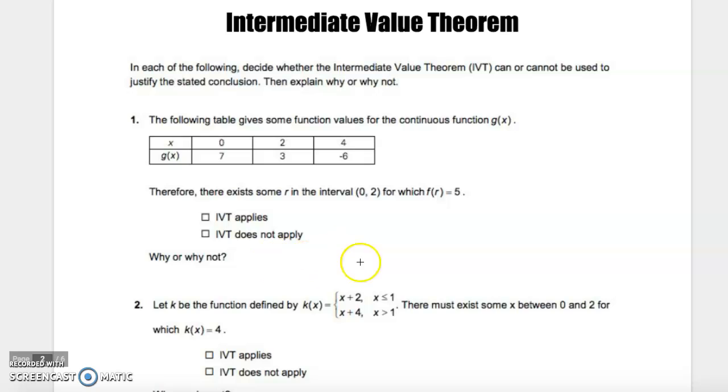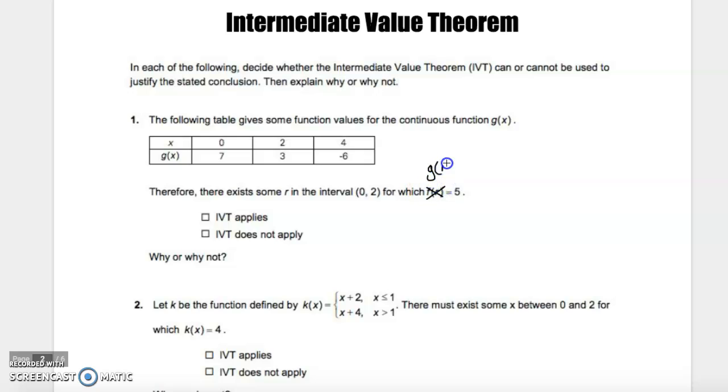And then if you want to write your explanation there, that's fine. I'm just going to talk through the process. So let's look at the first one. The following table gives some function values for the continuous function g of x. Therefore, there exists some r in the interval 0 to 2 for which, I think this is supposed to say, g of r equals 5.